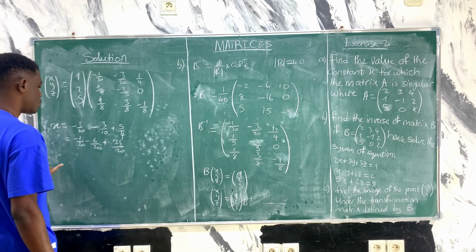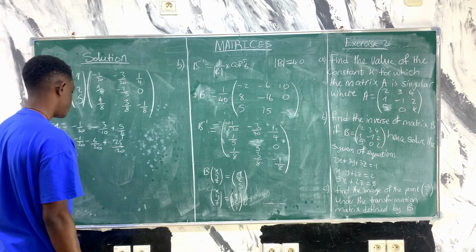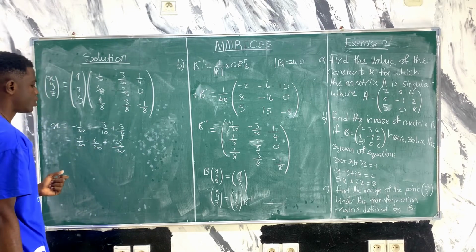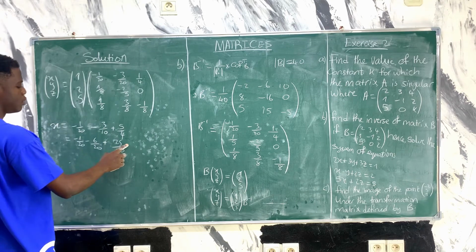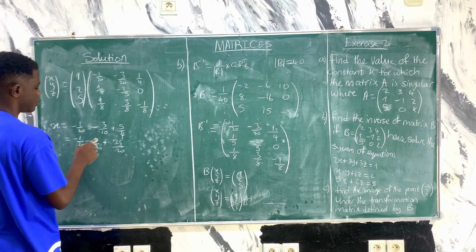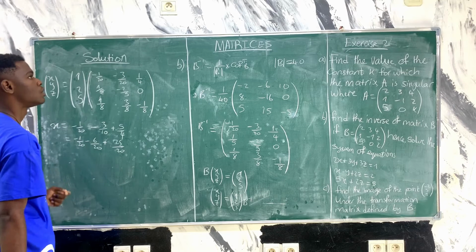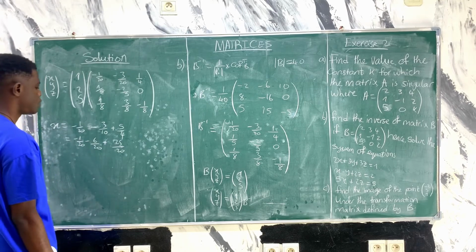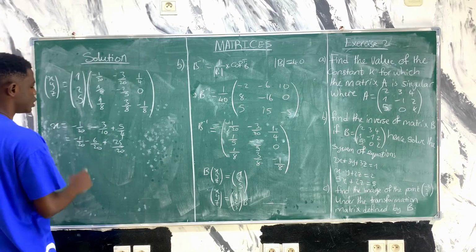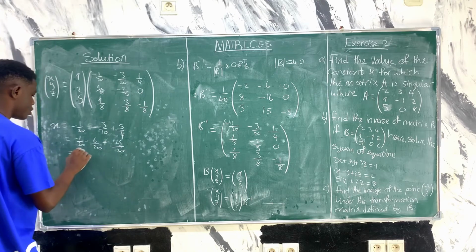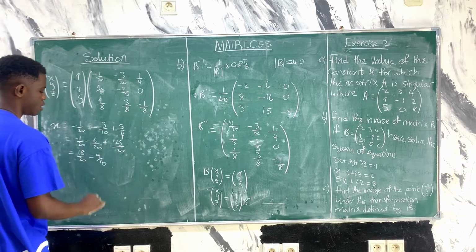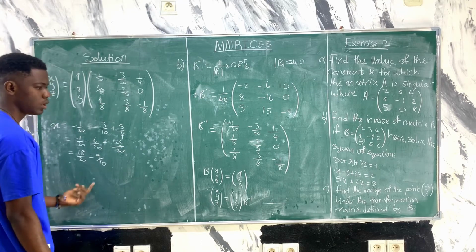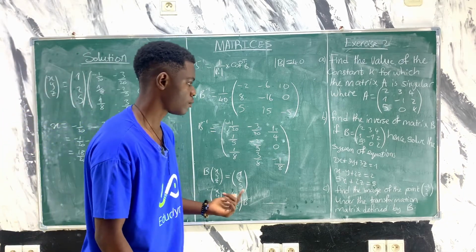So since the denominators are now the same, you can just add up the numerators and divide by the common denominator. So 25 minus 6 minus 1 is 18. 18 on 20. That will be actually the value of x.